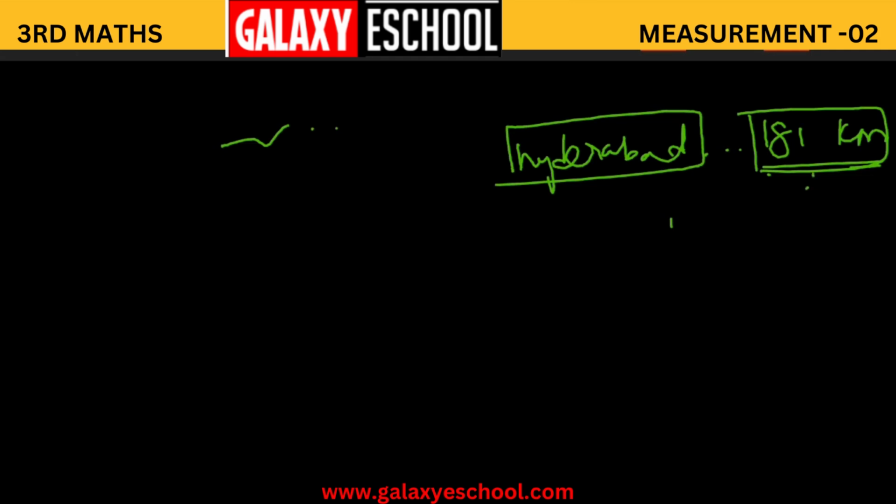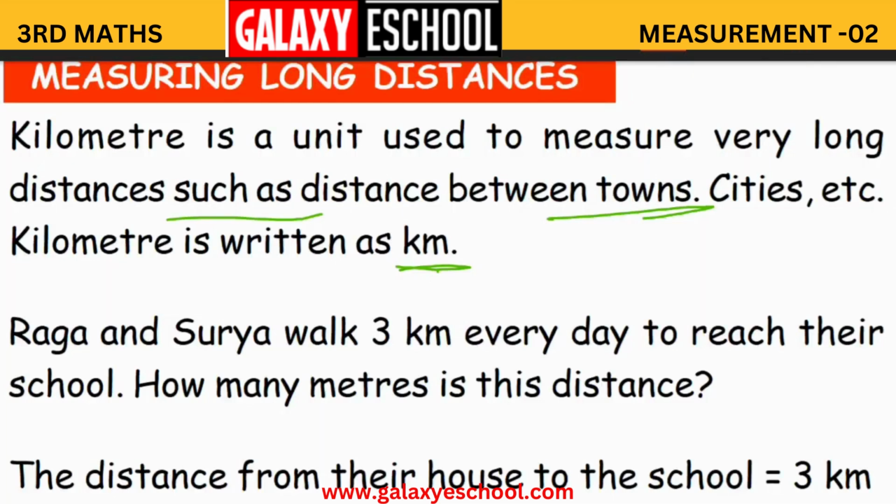Understood, children? So like this, when you are traveling next time, or if you are going from one place to another, you can try and find out the distance between the places in kilometers. You can find it on signboards like this, or if you have Google Maps, or if you type in Google, you can find out the distance in kilometers.